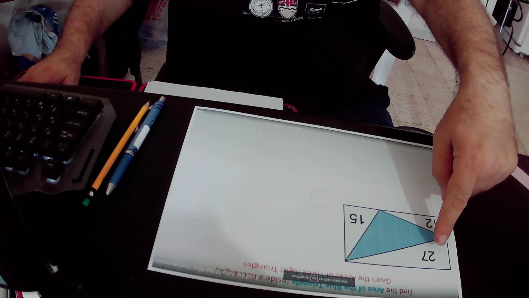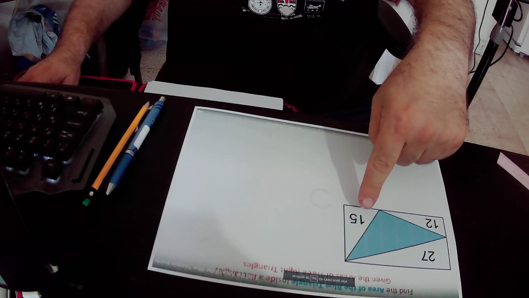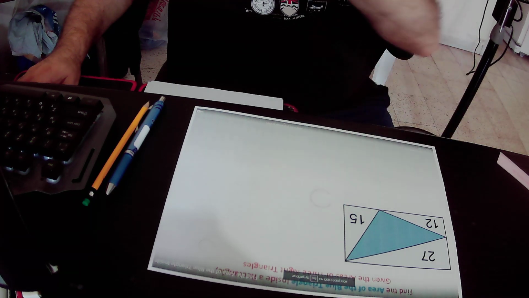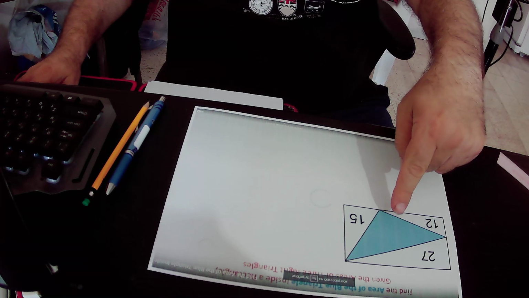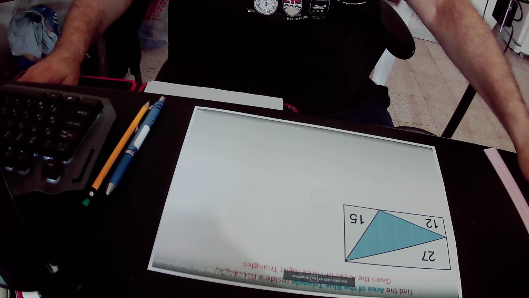The area of this triangle is 27 units, the area of this right triangle is 12 units, and the area of this right triangle equals 15 units. And we want to find the area of the blue triangle.